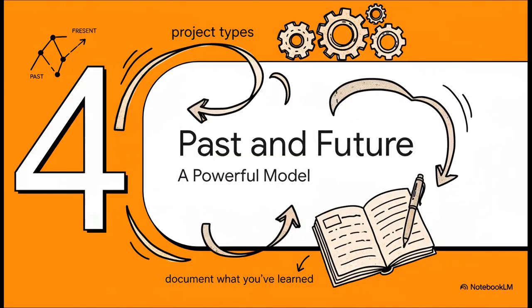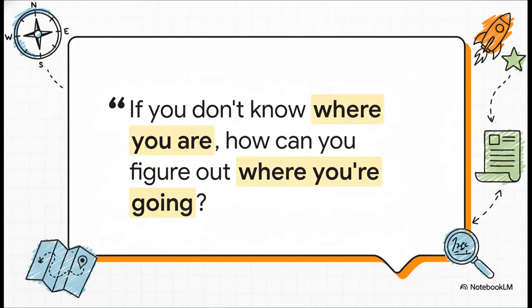Okay, so we've got a game plan for each project type. Awesome. But no matter which world you're in, there is one incredibly powerful principle for documenting everything you learn. I like to call it the past and future framework, and it is so effective. This quote just says it all, doesn't it? You can't possibly chart a course to a new destination if you have no idea where you're starting from. This simple, powerful idea is the absolute key to documenting requirements the right way.